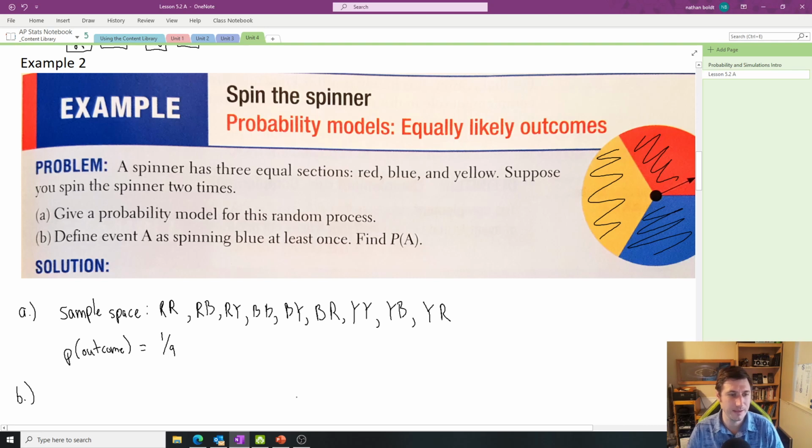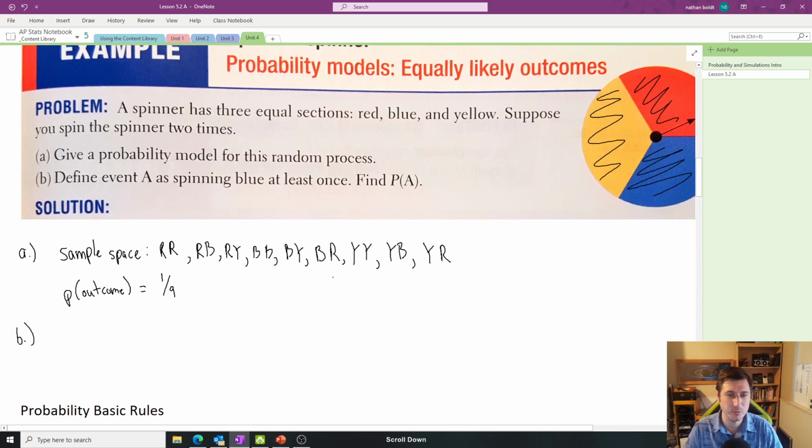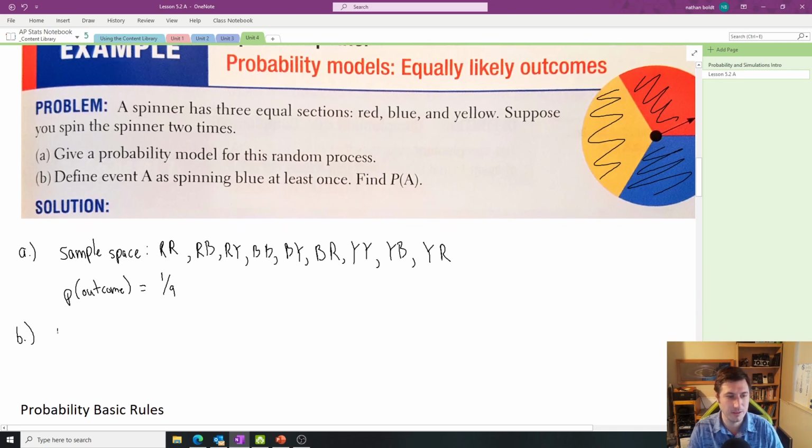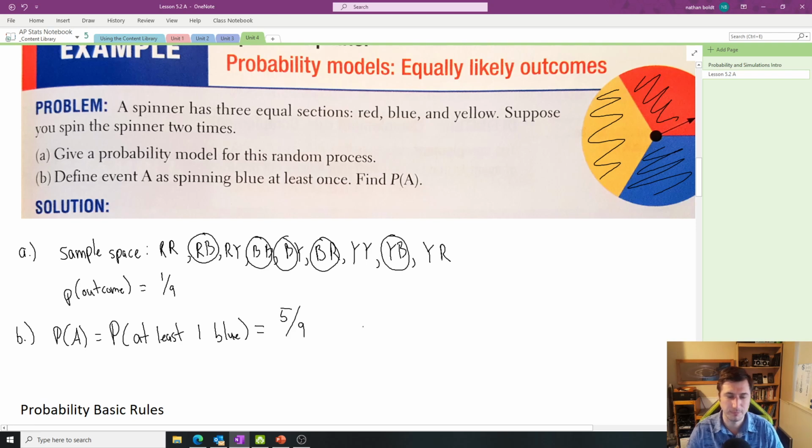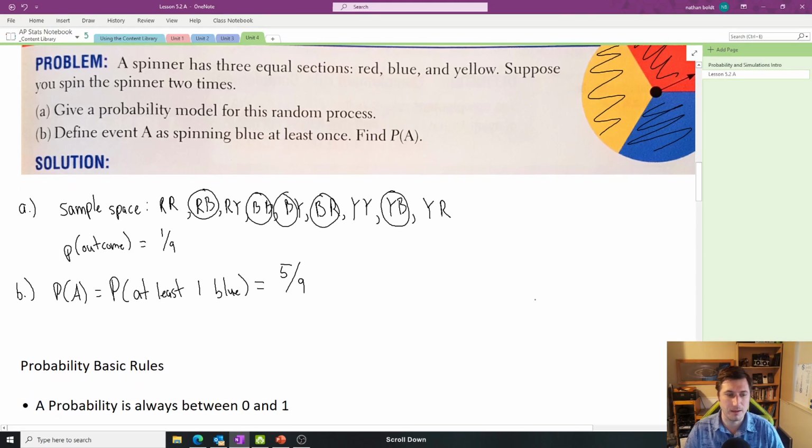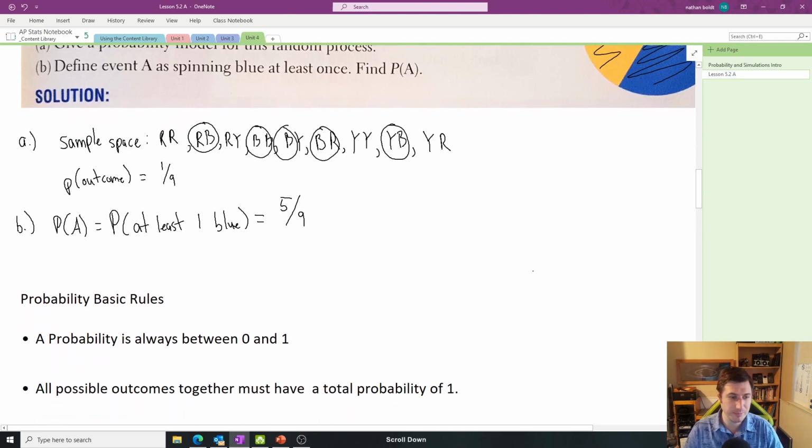So 1/9. All right, define event A as spinning a blue at least once. Find the probability of A. So the probability of A is equal to the probability of at least 1 blue, which is equal to, all right, how many have blues? 1, 2, 3, 4, and 5. So the probability there is 5/9. All right, those are our probability models a little bit.